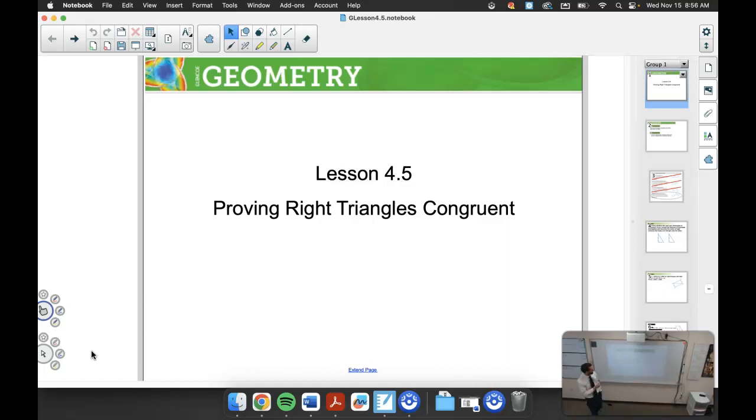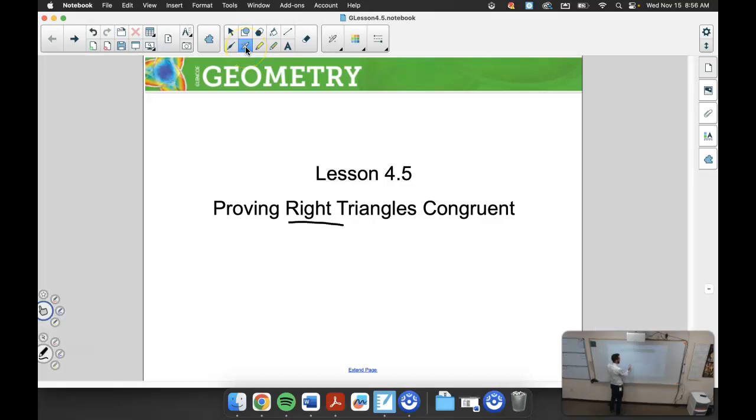One of the things that we are going to focus on right now is proving right triangles congruent. Right triangles are unique because certain principles apply. Number one, you already know one of the angles every single time. Does that make sense? Because it's a right triangle, one of the angles is 90 degrees.